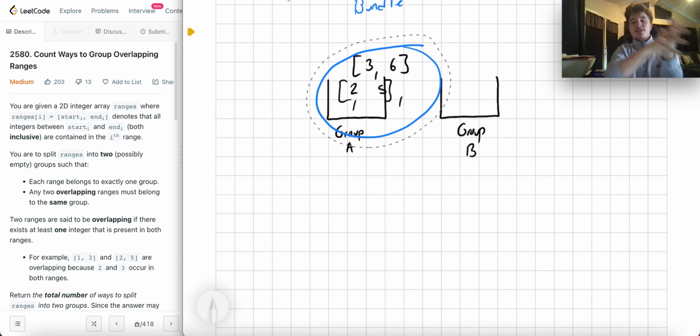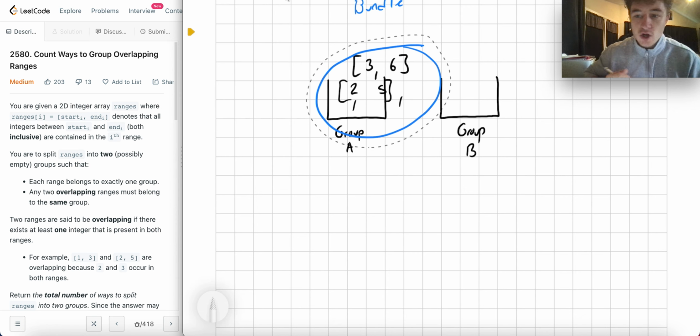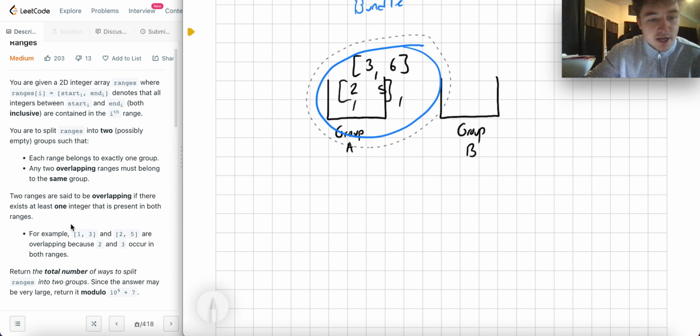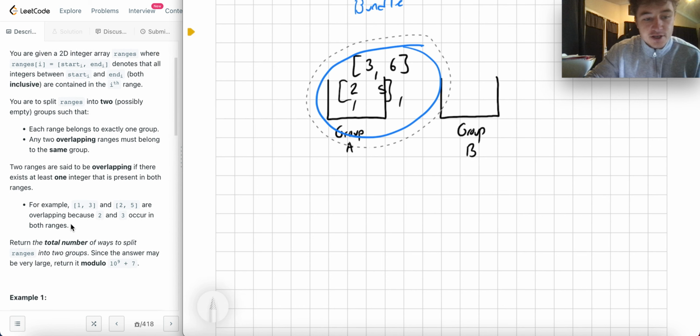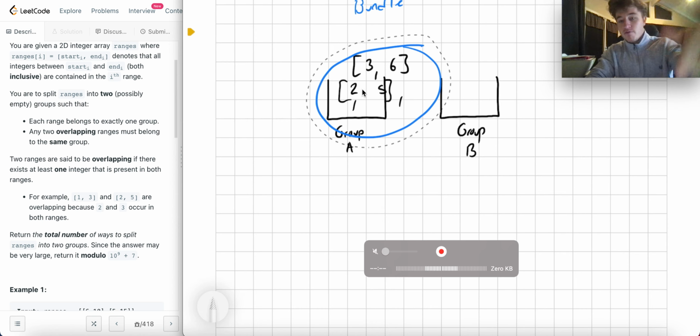That's the thing about this problem. We put the ranges into groups, but what we really need to do is take all the ranges and bundle them together depending on whether they have overlap. If they have overlap, we have to bundle them together, and then we can place them within the corresponding groups. Two ranges are said to be overlapping if there exists at least one integer that is present in both ranges. From 2 to 5 and 3 to 6, integers 3, 4, and 5 are in 3 to 6, and 3, 4, and 5 are in 2 to 5.